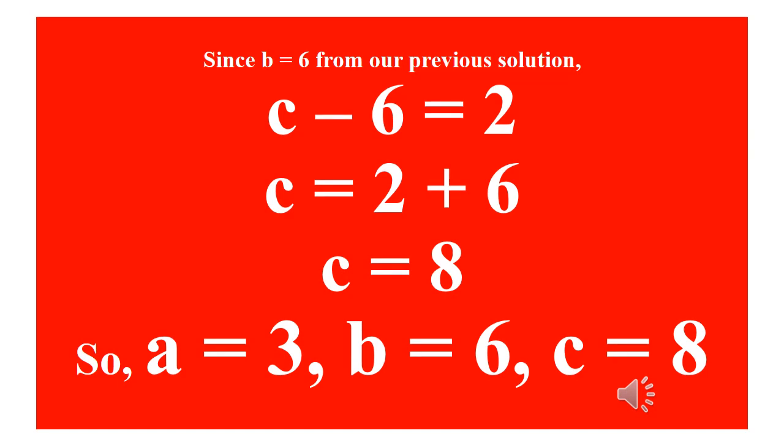So since our b is equal to 6, we can plug it in here as the value of b. So we have c minus 6 equals 2. So if we add 6 to both sides, or we take minus 6 to the other side using additive inverse, we have c equals 2 plus 6. That means c equals 8. Now we have gotten the values of a, b, c. Our a is 3, our b is 6, and our c is 8.